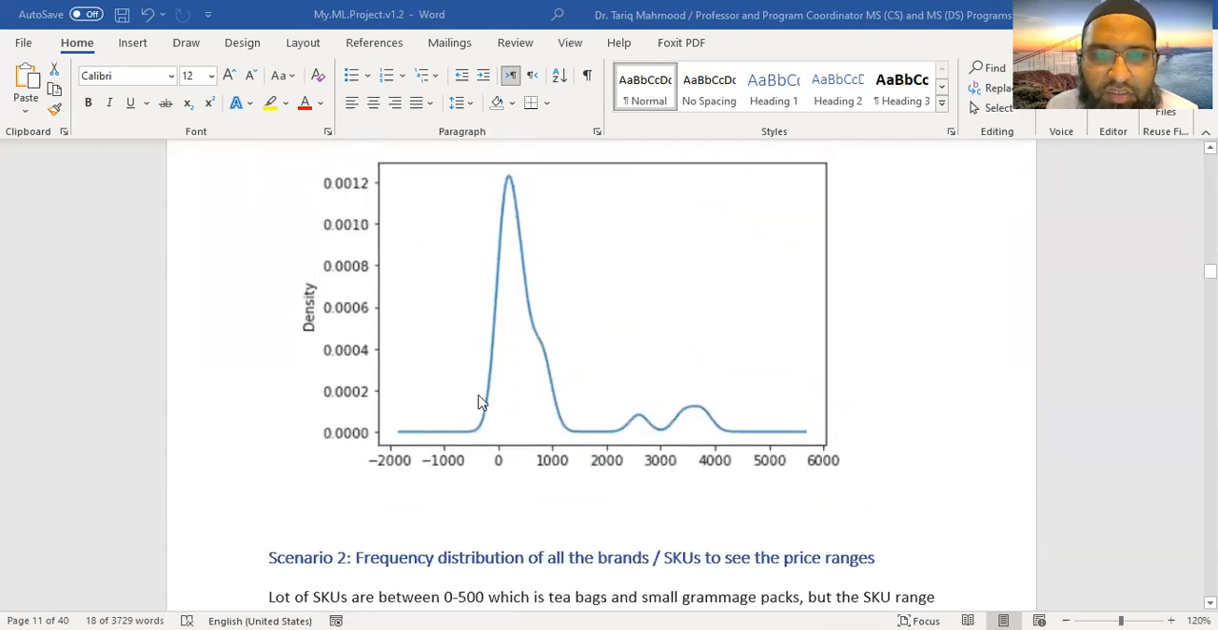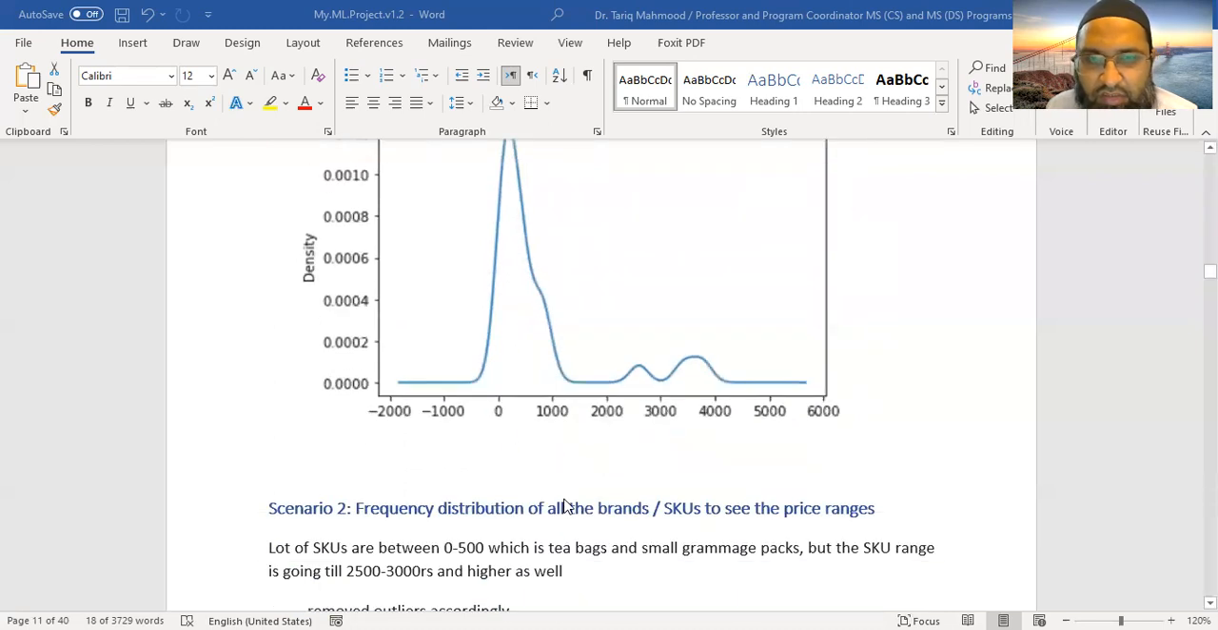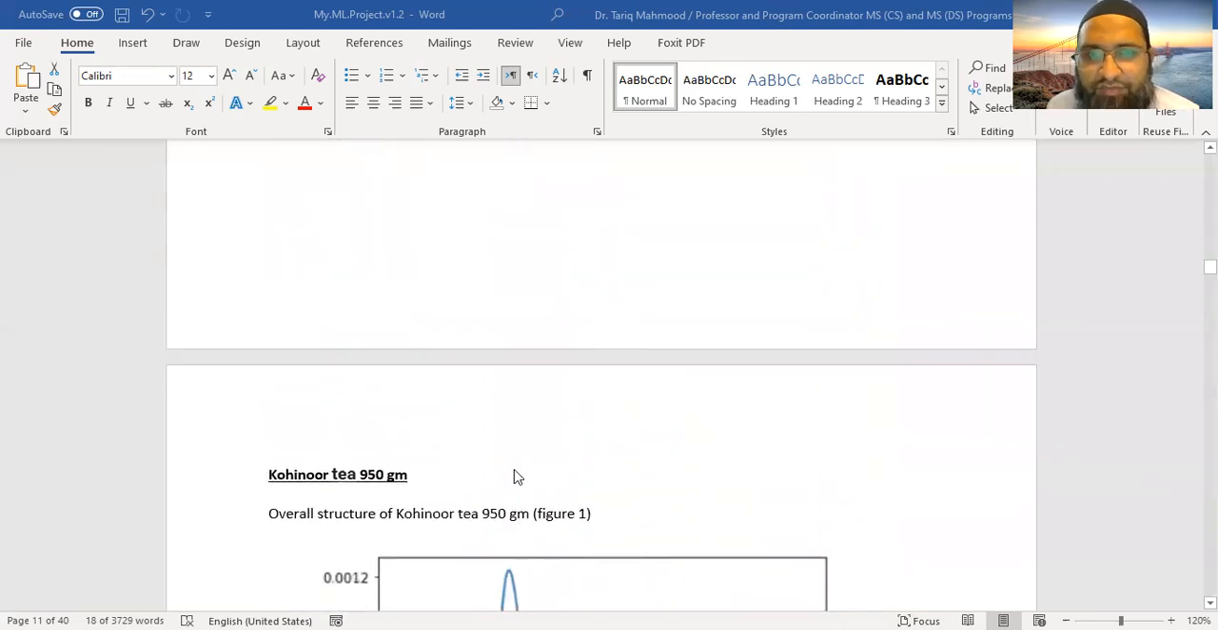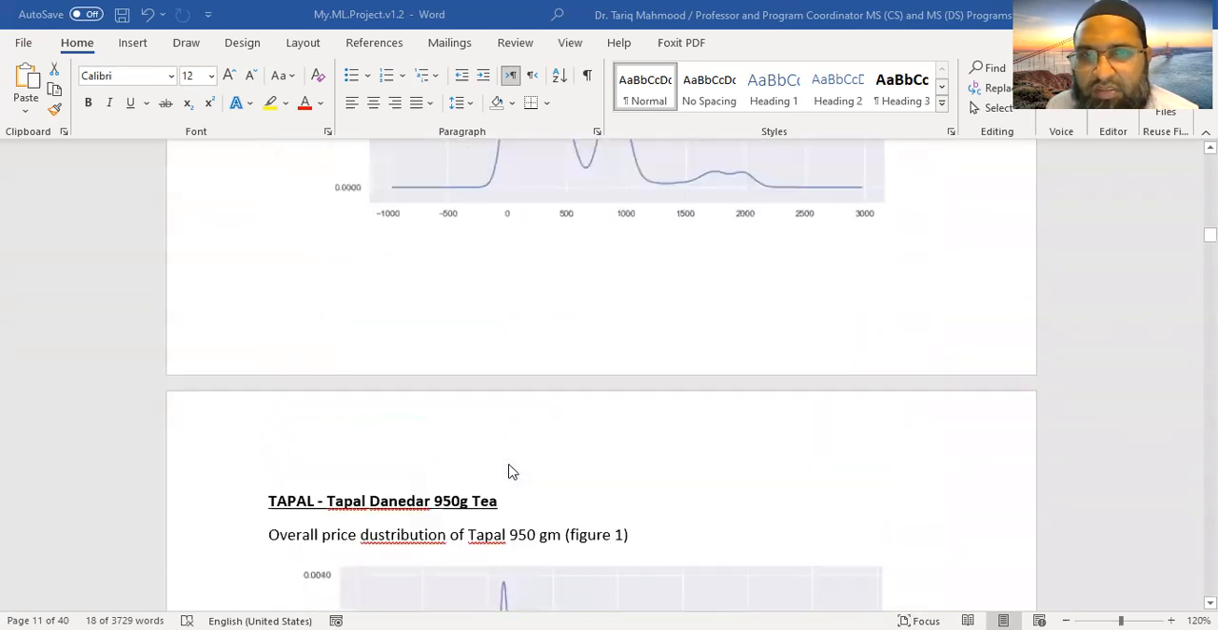And Kohinoor is just one big peak from 0 to 1000 grams or 1 kg, and the others are just very small peaks, like maybe the 4 kg or the 5 kg brand, something like that. So they are more stable with respect to their offerings, and they're focusing on just this particular section of products. So I think this is a big peak we need to classify, like Tapal and Lipton have done. This gives us a general idea that we can see the type is almost the same.